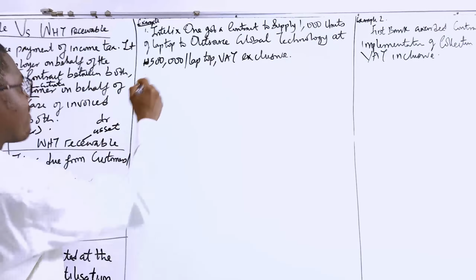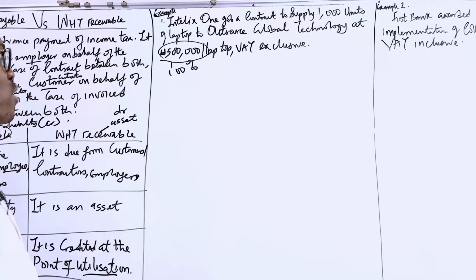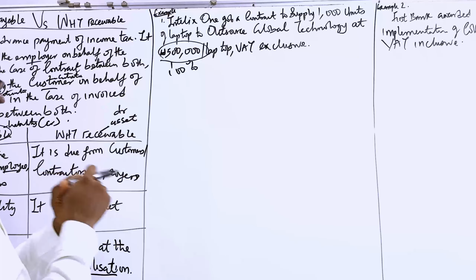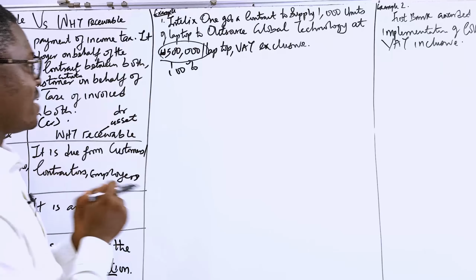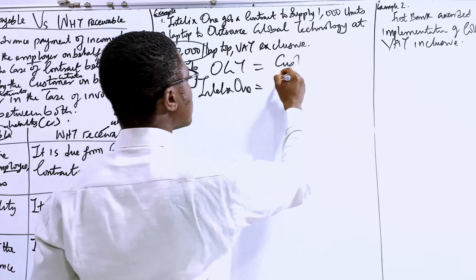Now again, taking clue from the exposition we did on withholding tax, we said that the first thing to do in this kind of scenario is to identify who the supplier is and also identify who the customer is. Looking at this now, Intelix One got a contract to supply 1,000 units of laptops to Outsource Global. Outsource Global here is the customer. OGT is the customer, while Intelix One is the supplier.